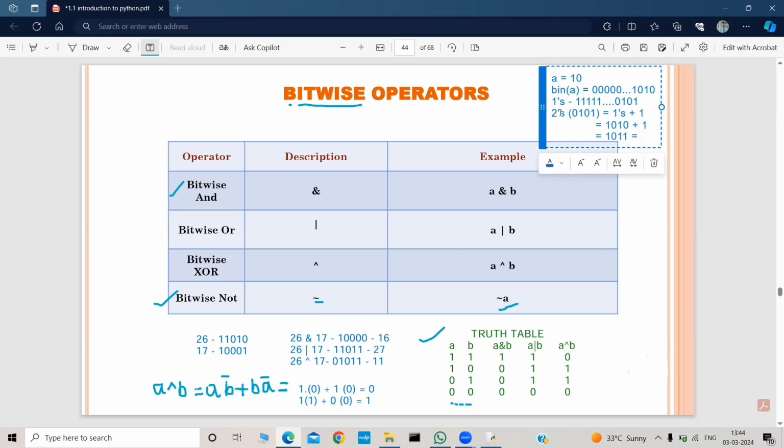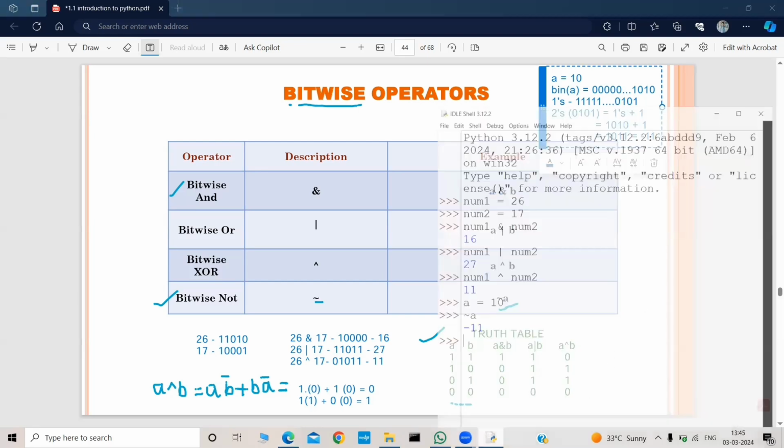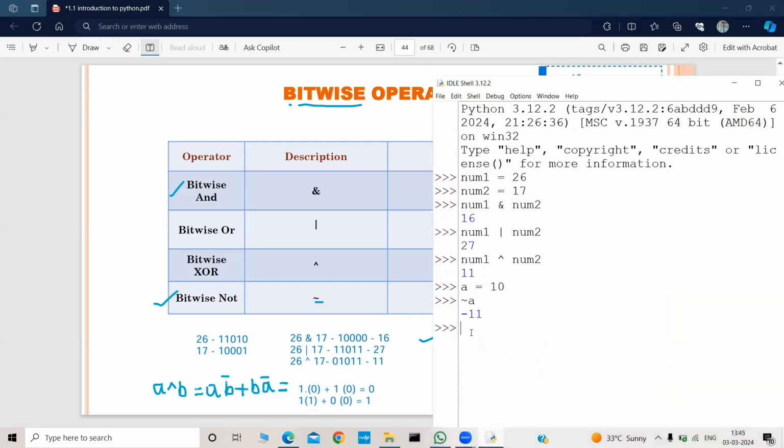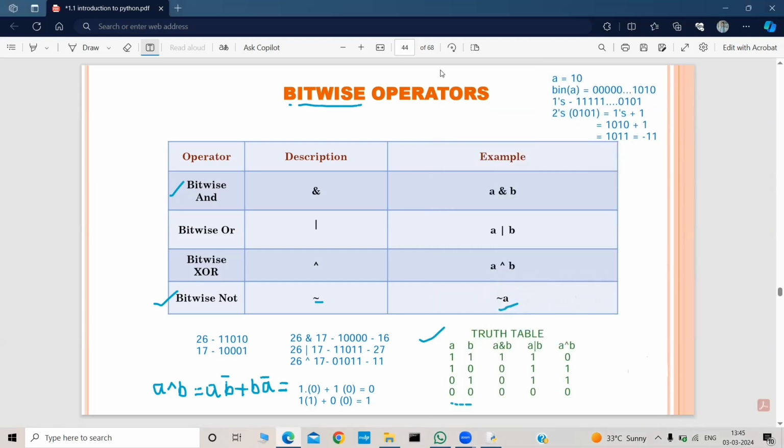So if we convert this binary number to a decimal number, that will be 2 power 0 plus 2 power 1 plus 2 power 3, 8 plus 2 plus 1. That was 11. And this is a negative number, as I said before. This is the negative number representation. So we'll keep minus 11. I hope you got this. In this way, we got minus 11 here. So this is the calculation of bitwise NOT.